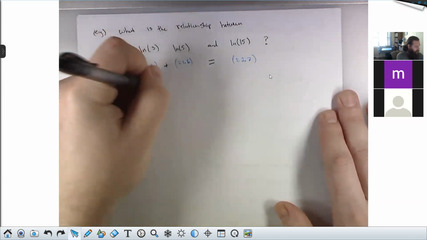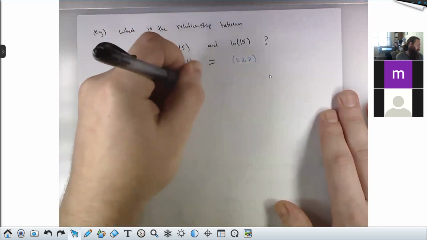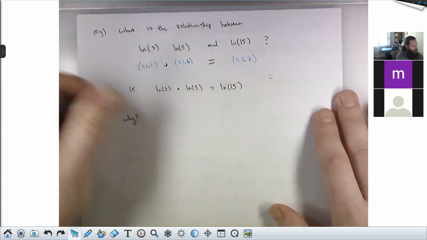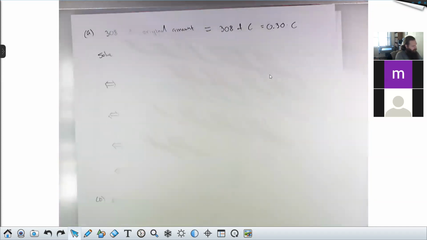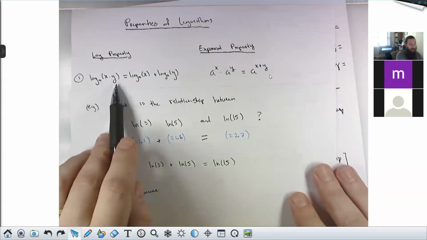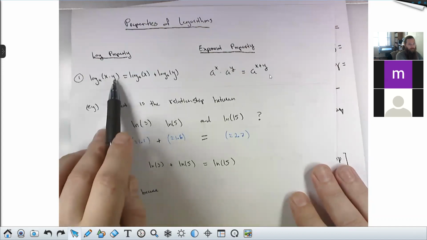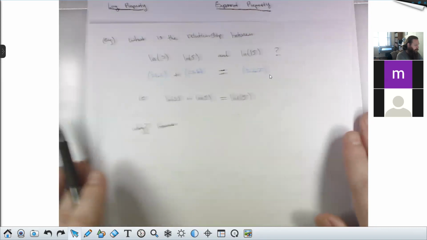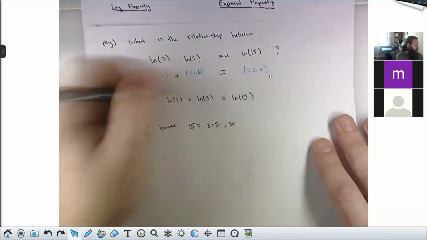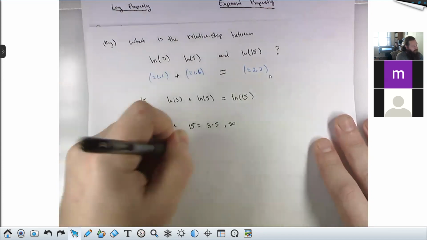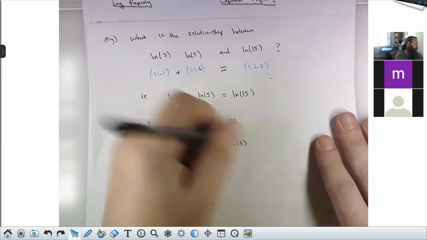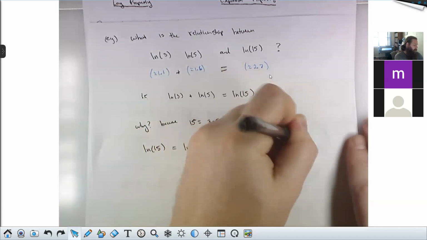I.e. ln3 plus ln5 equals ln of 15. Why does this work? Because by this first property, the ln of a product of two numbers is the sum of the ln of those numbers. Why? Because 15 is 3 times 5. So ln of 15 is equal to the ln of 3 times 5, which is equal to ln of 3 plus ln of 5 by property 1.